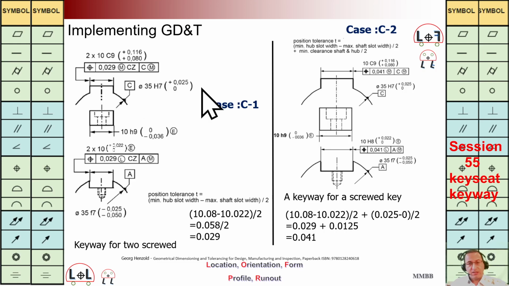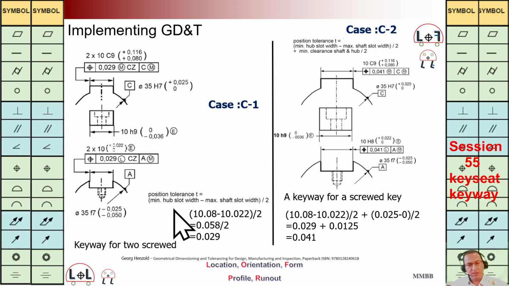In case C, we are going to have again two situations. Let's say one key here or two keys here. When we have two keys here and we are going to use a screw to fix the key to the keyway, we can see there is no interference between the key width and key seat, and there is no interference between the shaft and hub. We are going to use this formula.